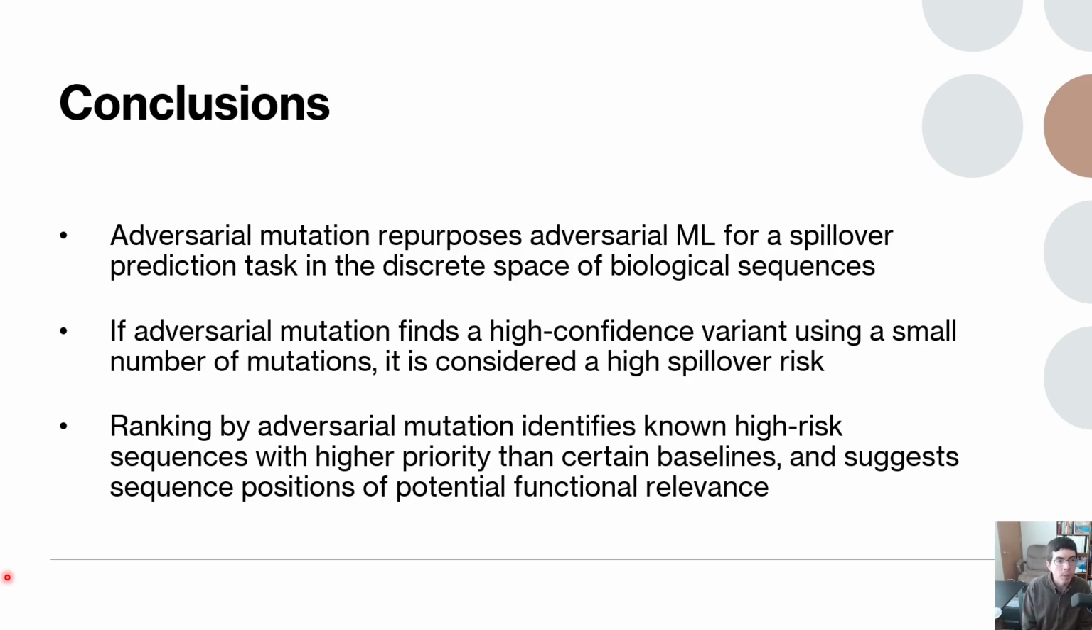In conclusion, our adversarial mutation method repurposes adversarial machine learning for a spillover prediction task, and it allows us to rank the spillover risk for given viruses. In our framework, a high spillover risk is determined when adversarial mutation finds a high confidence variant using a small number of mutations. Our preliminary results have shown that ranking by adversarial mutation identifies known high-risk sequences better than certain baselines.